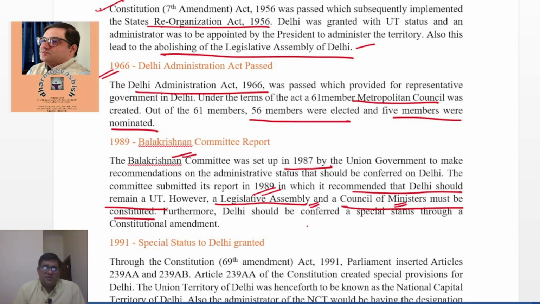Apart from this, the Balakrishnan committee also said that Delhi should be conferred with a special status through a constitutional amendment. Not granting special status through a parliamentary law, but by making provisions in the constitution itself, and the parliament should amend the constitution by using its constituent powers and grant special status to Delhi.